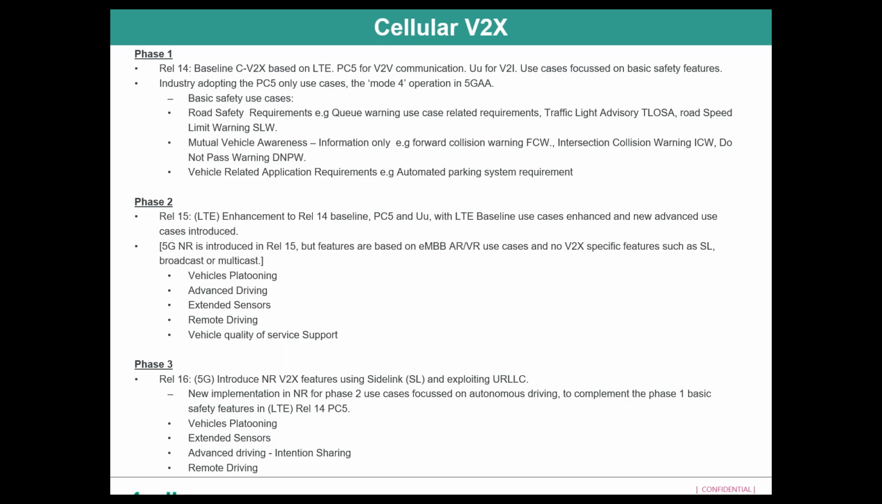I think the big pick for V2X is going to be in phase 3. As you can see in phase 2, the features were primarily based on high throughput, eMBB. There was nothing really specific to V2X, whereby you're actually using the SideLink, right, which is your PC5 interface. So what release 16 is doing right now is introducing NR V2X features using SideLink and also using the low latency functions that we talked about for industrial IoT.